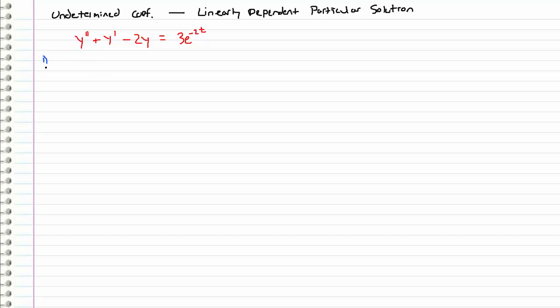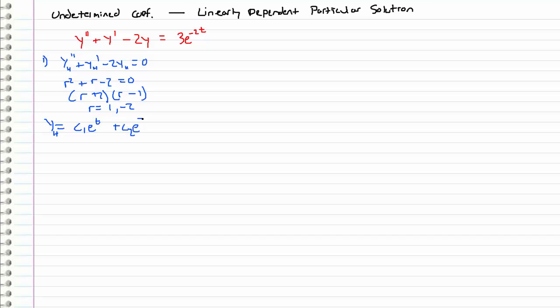So, first step, homogeneous solution. The homogeneous solution satisfies this differential equation. And we can solve this pretty easy. We get r squared plus r minus 2 is equal to 0. This factors to r plus 2 times r minus 1. So r is equal to 1 and negative 2. So this gives us a homogeneous solution of c1 e to the t plus c2 e to the negative 2 times t.